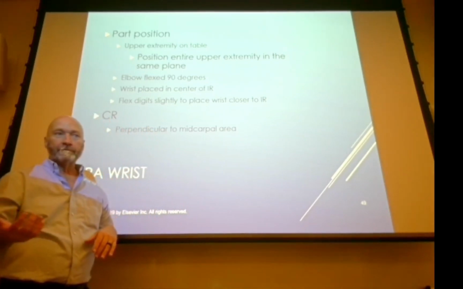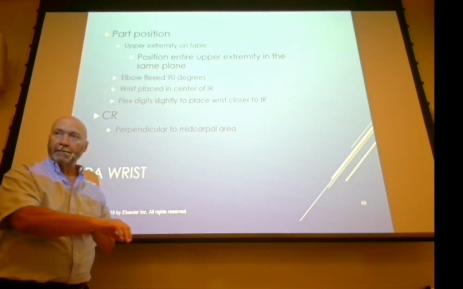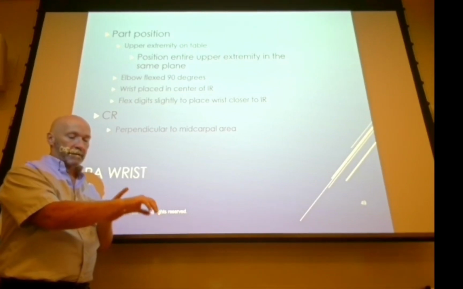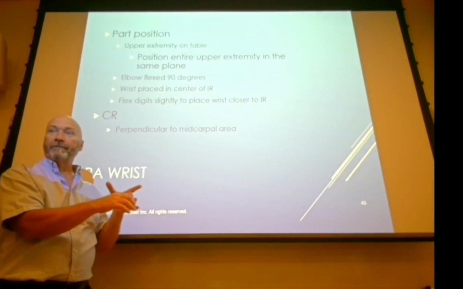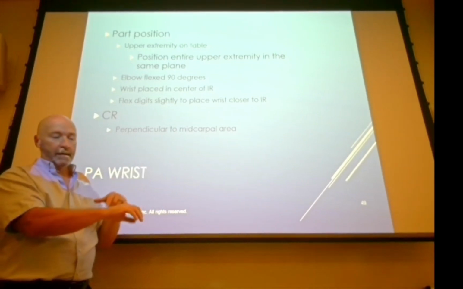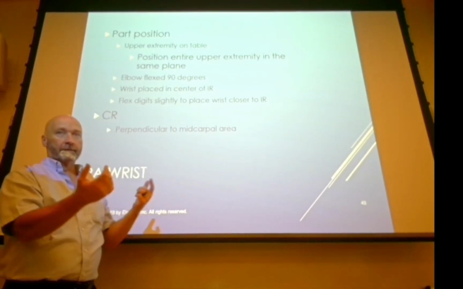Most of your wrist fractures are going to be your distal radius and ulna. So what you want to include is about a third of the radius and the ulna. That's going to give you about a half of the hand too. Central ray is going to be right to the middle of the wrist bones.